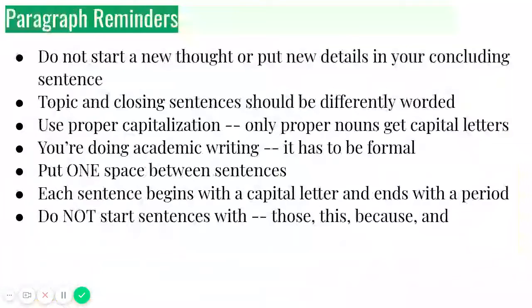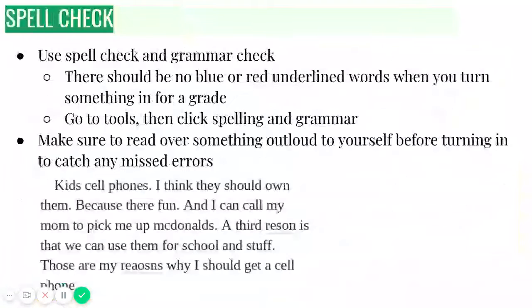Put 1 space between the sentences. I know some of you might be more inclined to put 2, but 1 is what you should be doing, okay? The reason we put 1 space is because it makes it easier on our eyes to follow the writing. So: a period, 1 space, a capital letter. That's how we write. You know this. You got this. Which brings me to my next point. Each sentence begins with a capital letter and ends with a period. And a reminder, please do not start sentences with these words: those, this, because, or and. It's lazy and it takes away from the power of your writing.